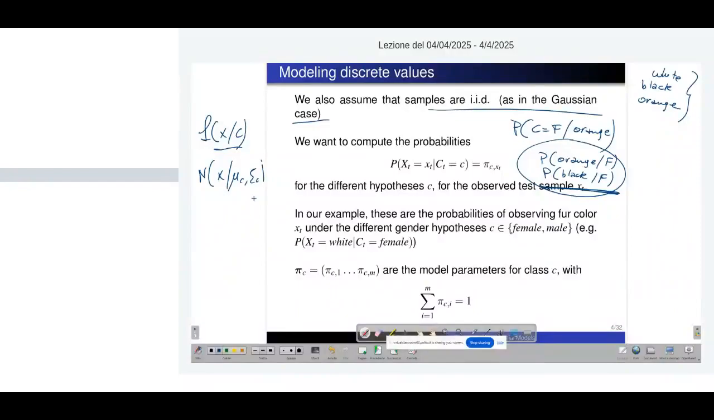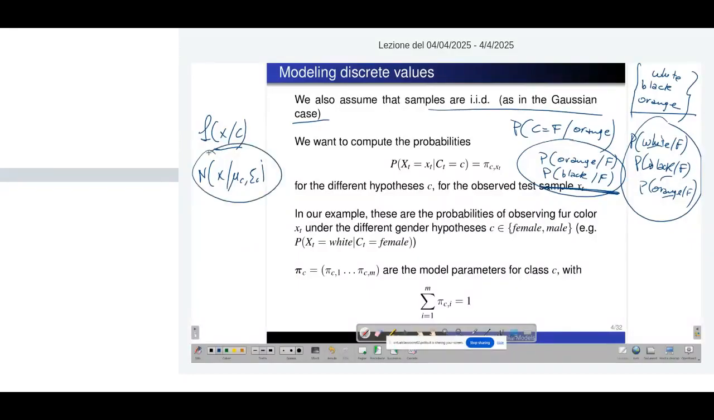Here we have a discrete feature, so we have a full model once we are able to compute the probabilities: probability of white given female, probability of black given female, and probability of orange given female. Once we have these three values, these are the only values that the feature can take, we have fully specified the model for the female class.